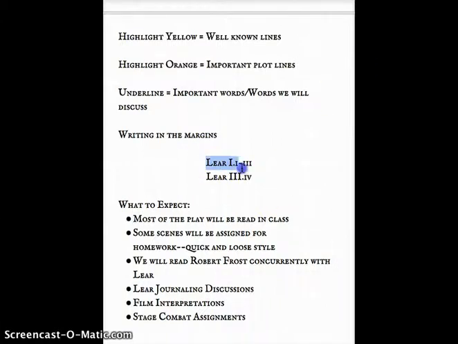So this right here is how you write out acts and scenes. You use a large Roman numeral for the act and small Roman numerals for the scenes. So this says King Lear, Act 1, Scenes 1 through 3. This is King Lear, Act 3, Scene 4. So you don't have to write out that whole thing, right? And I'll be using that annotation very often.